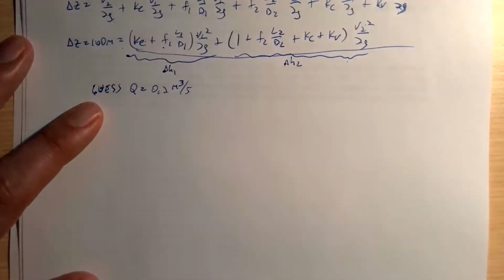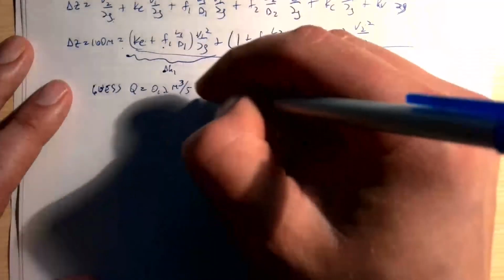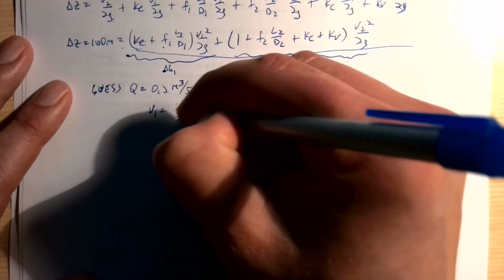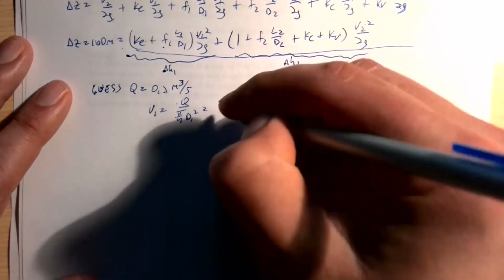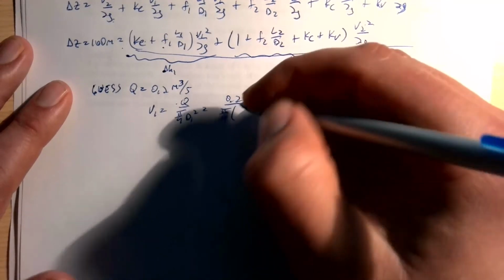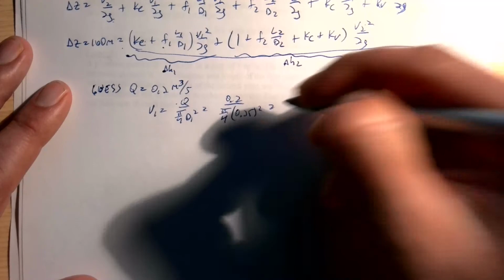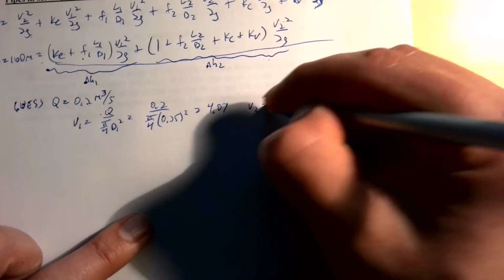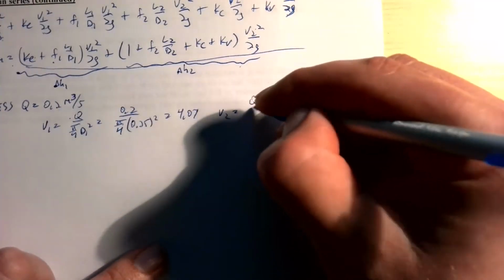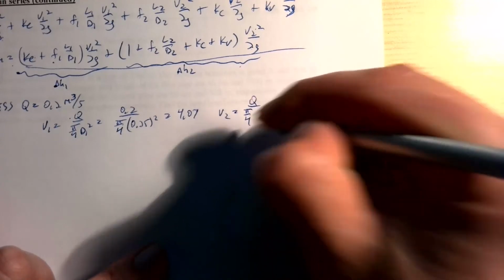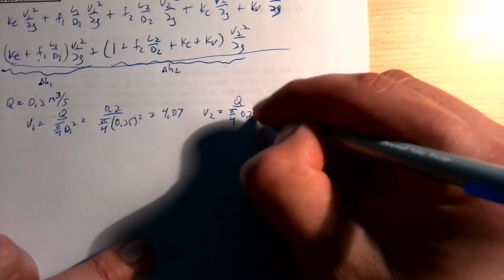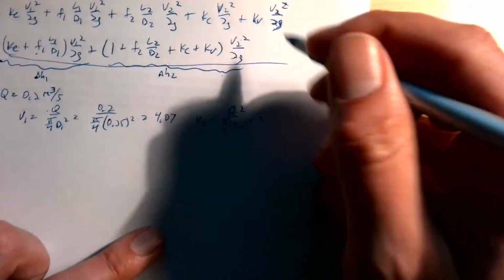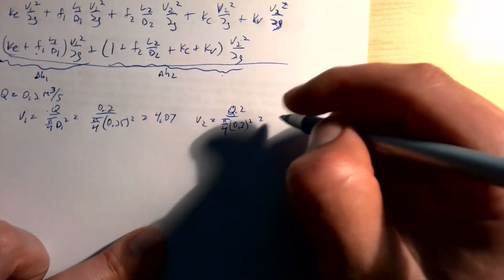So now we're going to get V1 is Q over pi over 4 D1 squared. So 0.2 over pi over 4 times 0.25 squared gives me 4.07. And then I'll write V2 over here on the right because we're going to need to do a lot of writing, so I'm going to use the whole page. 0.2 over pi over 4 times 0.2 squared. Oh, this is supposed to be a 0.2 for Q. And that is 6.37.